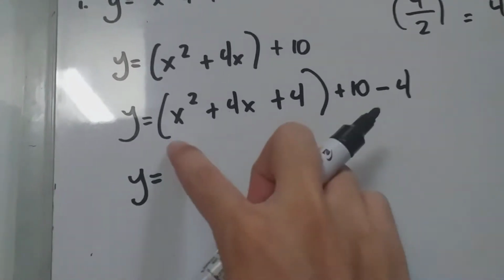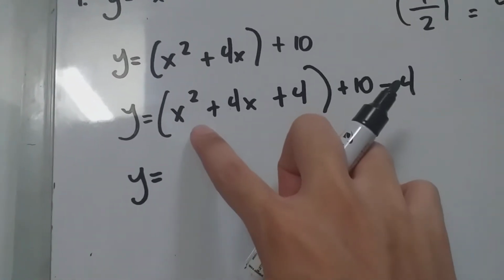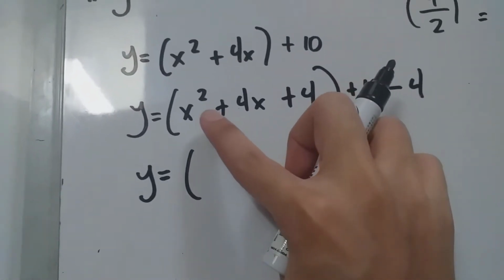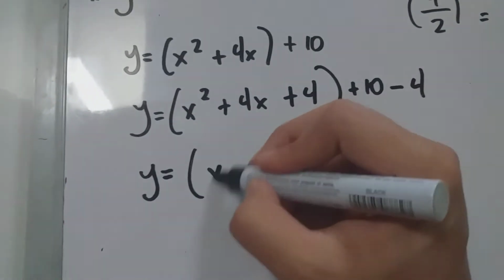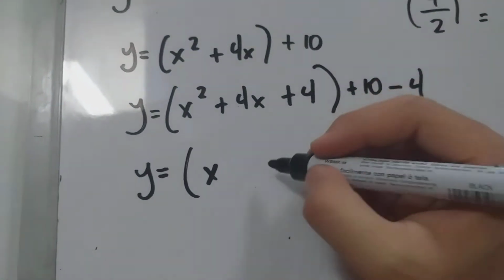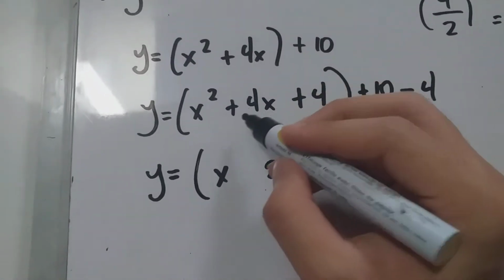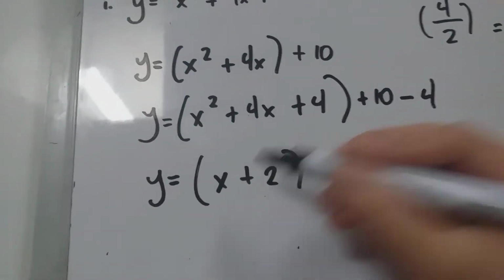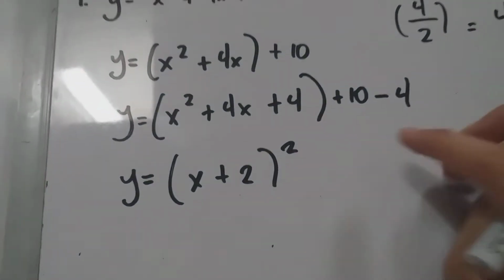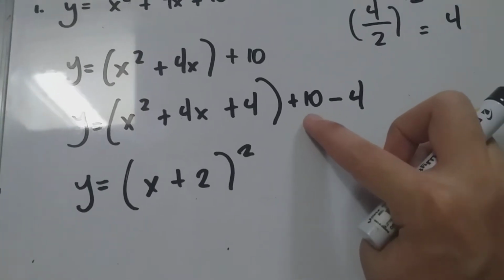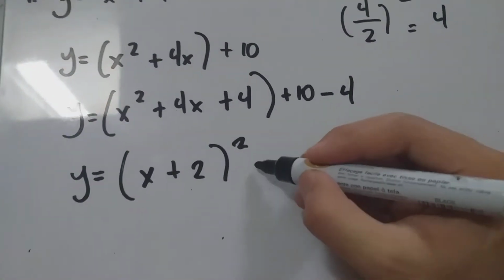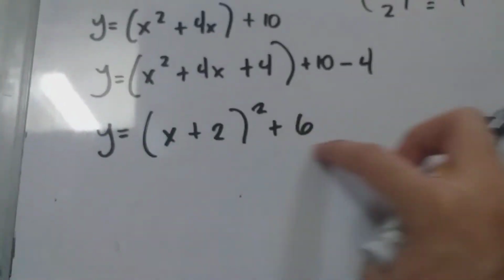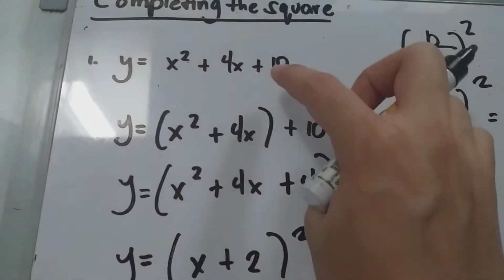This is already a perfect square, so all you have to do to simplify that is take the square root of x squared, which is x, and the square root of 4, which is 2. Then the sign will be the sign of the middle term, which is positive in this case. Then squared, then 10 minus 4 is positive 6. And there you go. This is your vertex form of this quadratic function.